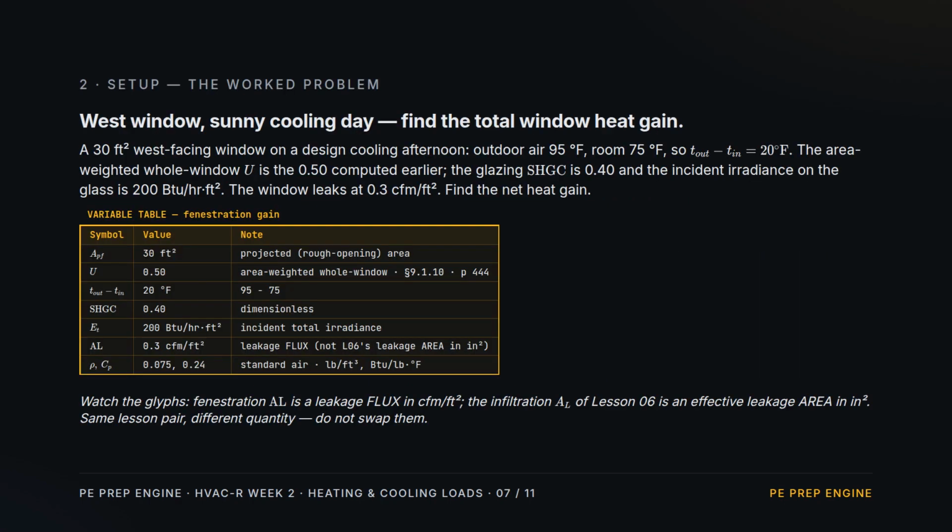Setup. A 30 square foot west window on a design cooling afternoon. 95 outside, 75 in the room, a 20-degree difference. The whole window U is the 0.50 area weighted. The glazing coefficient is 0.40, the irradiance on the glass 200, and it leaks 0.3 of a cubic foot per minute per square foot. One warning, the leakage here is a flux, cubic feet per minute per square foot, not the effective leakage area in square inches you'll meet in Lesson 6.